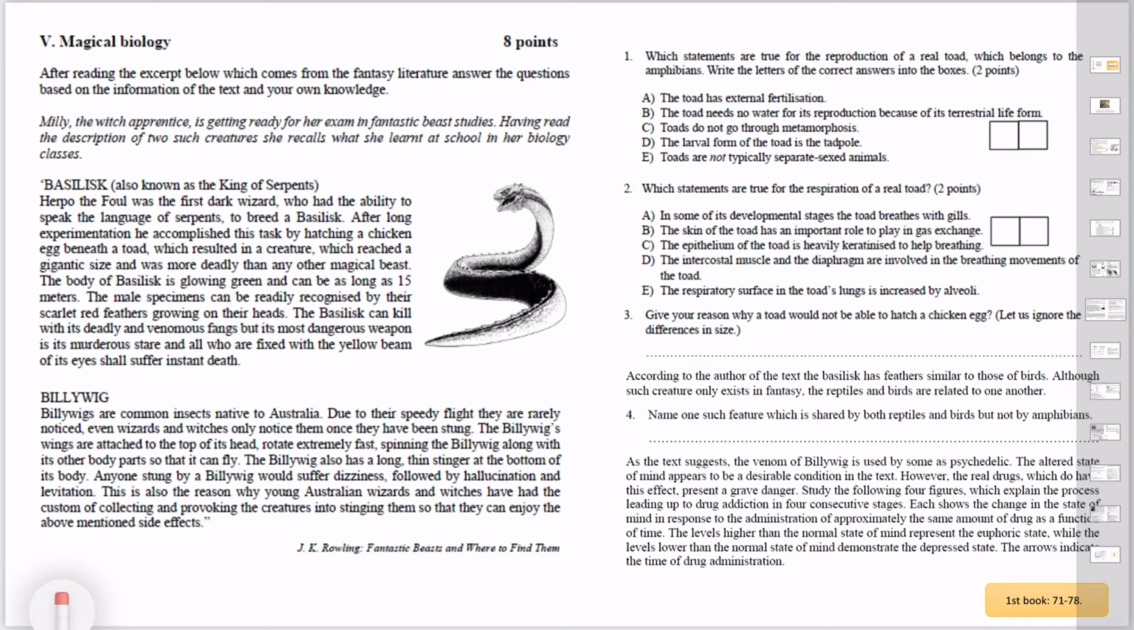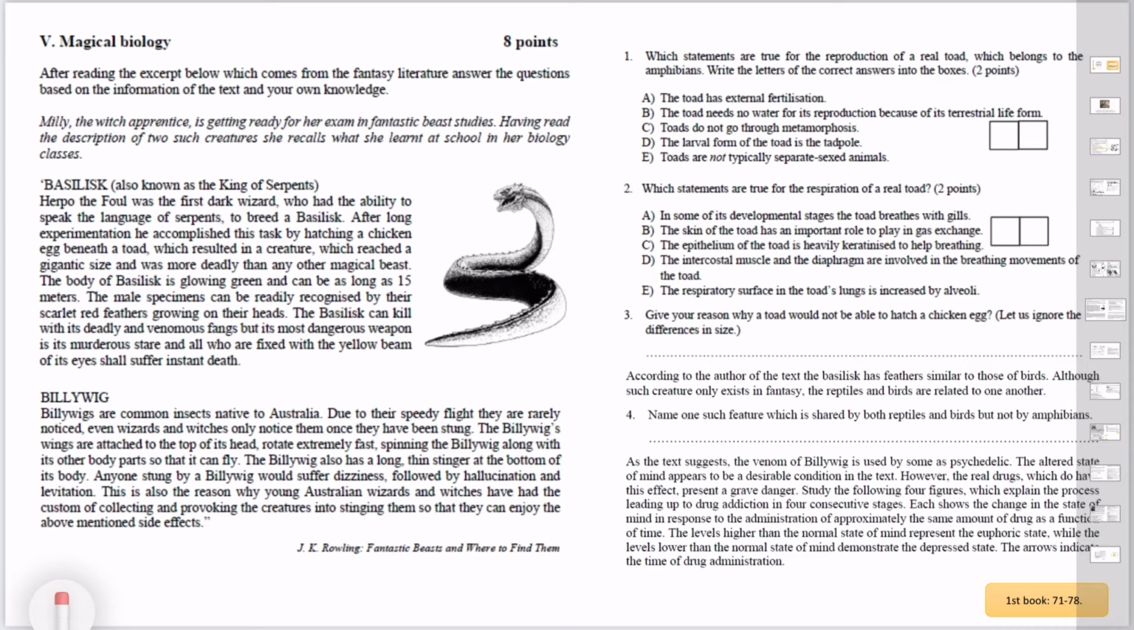Billywig. Billywigs are common insects native to Australia. Due to their speedy flight, they are rarely noticed. Even wizards and witches only notice them once they have been stung. The billywig's wings are attached to the top of its head, and rotate extremely fast, spinning the billywig along with its other body parts so that it can fly.